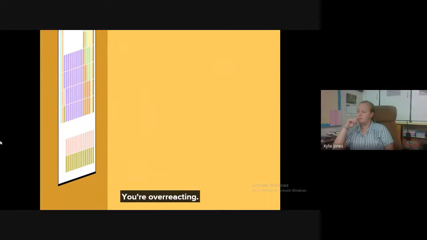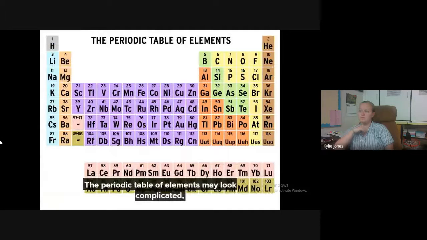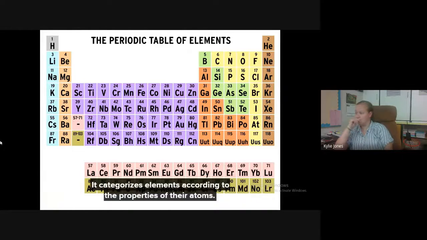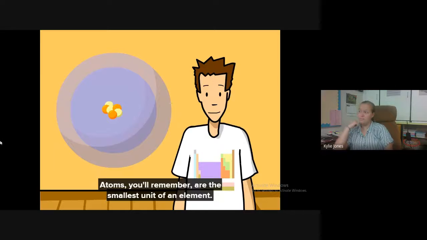You're overreacting. It's not that complicated, really. The periodic table of elements may look complicated, but considering it's a list of all the chemical elements that occur in the universe, and then some, it's actually pretty simple. It categorizes elements according to the properties of their atoms. Atoms, you'll remember, are the smallest unit of an element.